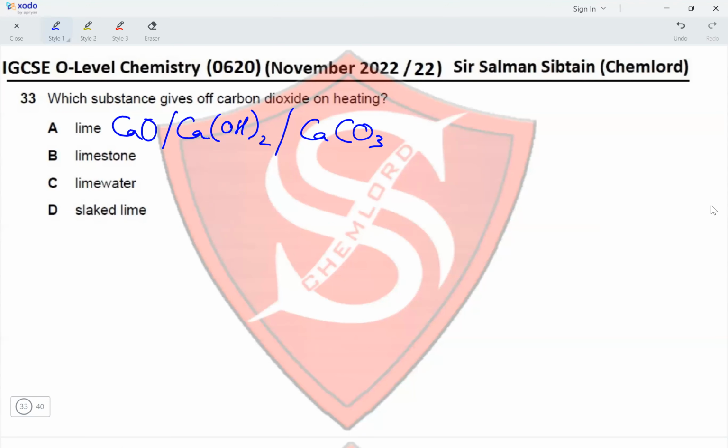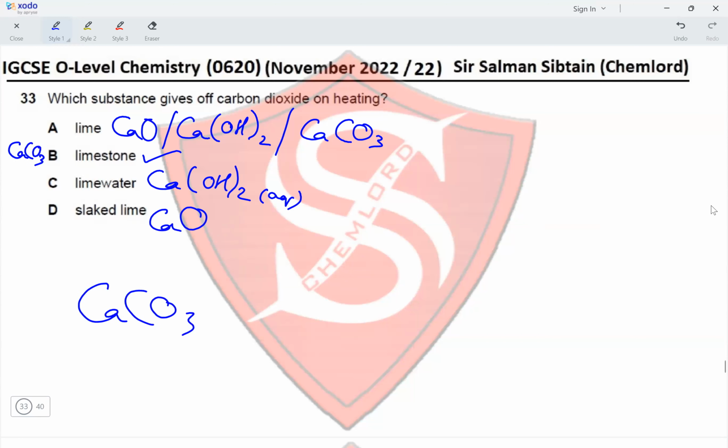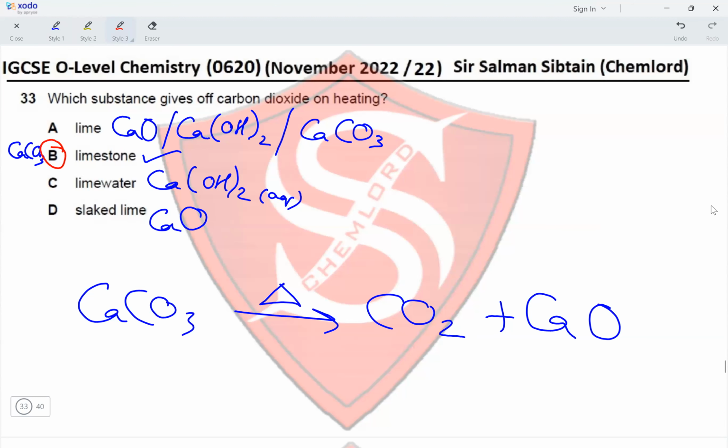So limestone, definitely. Lime water is Ca(OH)2, the quantity that dissolves in water, and slaked lime is CaO, calcium oxide. So limestone, which is CaCO3, would definitely produce carbon dioxide gas when it decomposes to form calcium oxide upon heating. Therefore, the correct option for this question is option B.